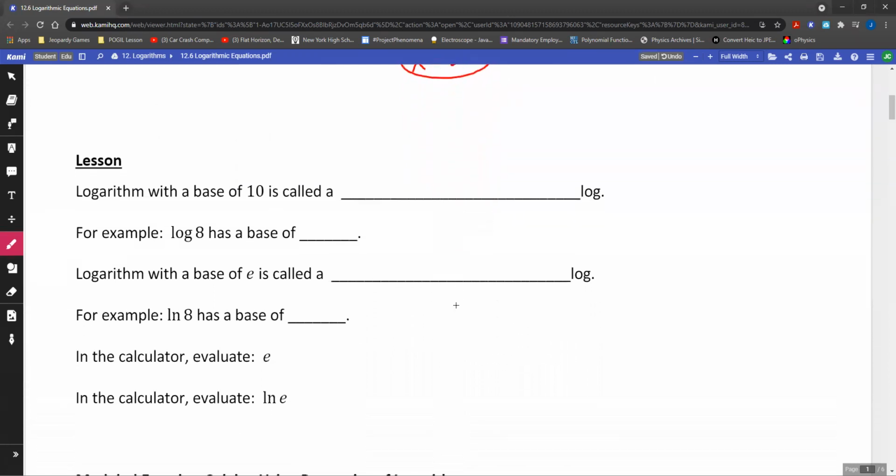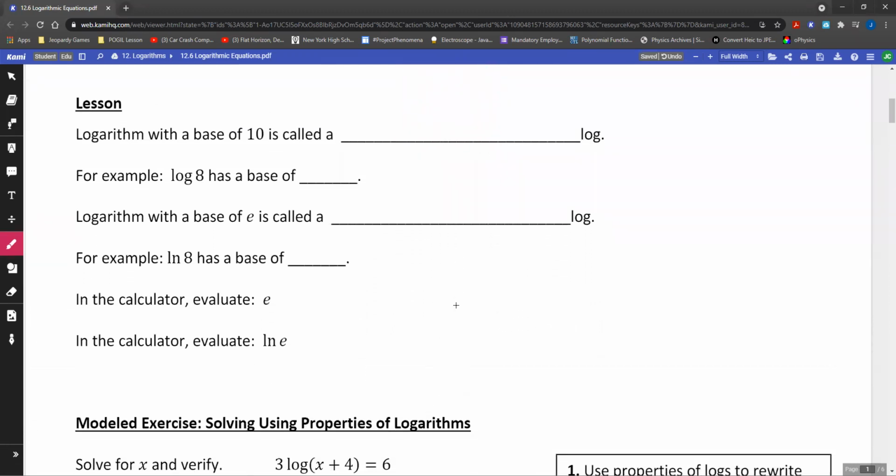All right, so really quickly, we have a few things to mention, some terminology to go over. We actually have a name for logs that are naturally base 10. Remember, when we write a log like this, we're assuming that you know that this is a base 10 log. So this type of log is actually called a common log. Because it's so common, that's why we just state that it's base 10. So again, in the example here, log 8 has a base of 10.